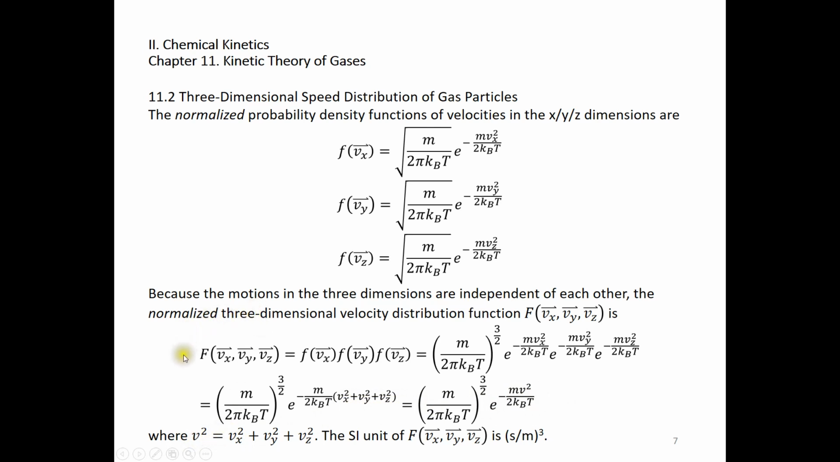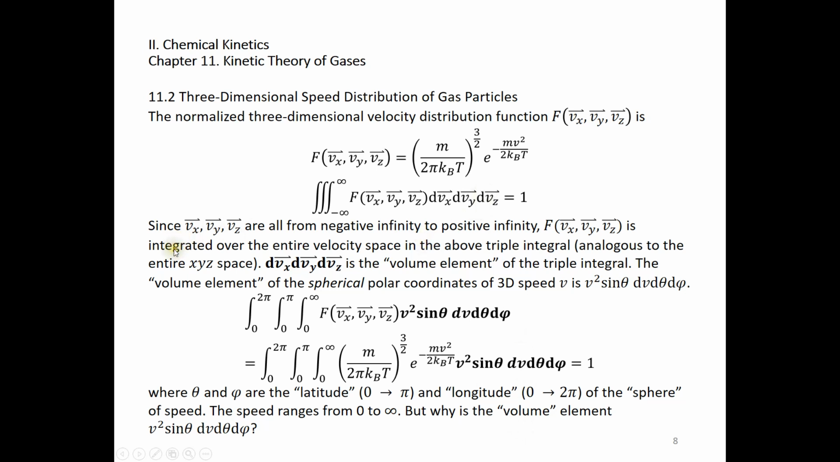So actually this probability density function of the velocity in the x, y, and z direction can be rewritten as this simpler function. Again, it's m over 2 pi kbT to the power of 1.5, and then e to the power of negative the three-dimensional kinetic energy over kbT. The SI unit of this function is a little weird. It's second divided by meter, and then to the power of 3.